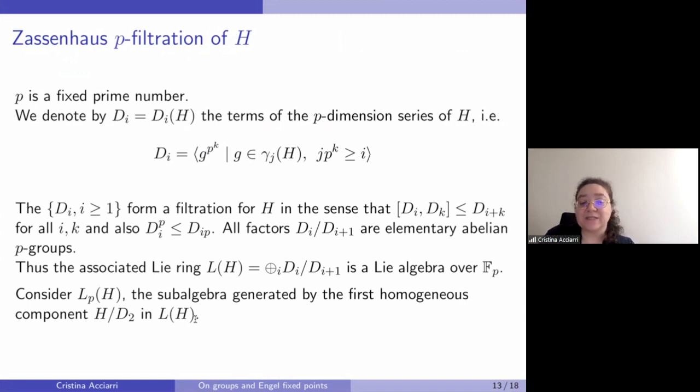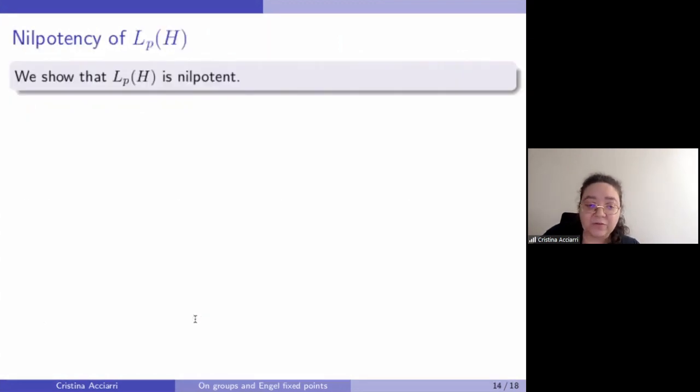Why is this subalgebra so important? Remember that we are trying to prove that our Celof is nilpotent, okay? And H is the subgroup such that the quotient P over H is nilpotent. We have other important or interesting properties related to this. So our goal now is to prove the nilpotency of this subalgebra L_p of H.